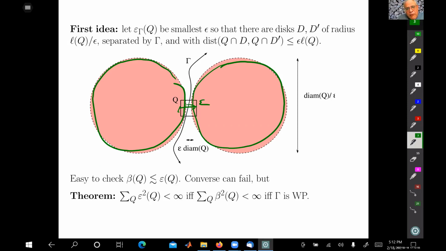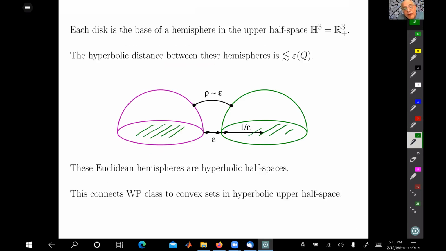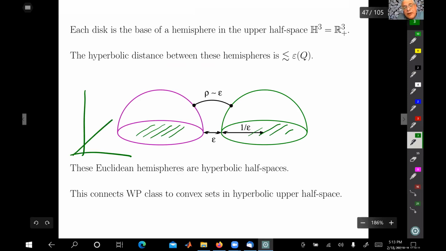What we want is a way of measuring the distance between these disks which doesn't change. And the way to do that is to move into one higher dimension, to think of these disks in the plane as being the bases of hemispheres in the upper half space. So now we're working in three-dimensional space. And then we can take the hyperbolic distance between these hemispheres. And now this is Mobius invariant.